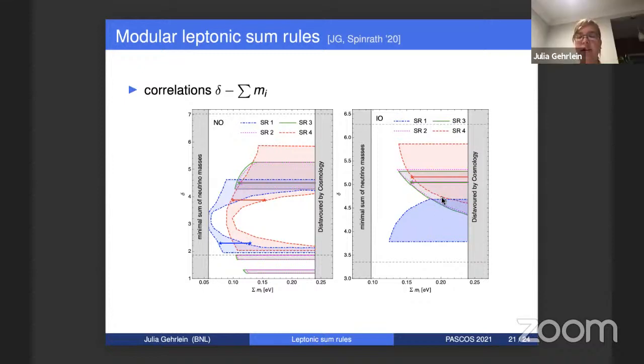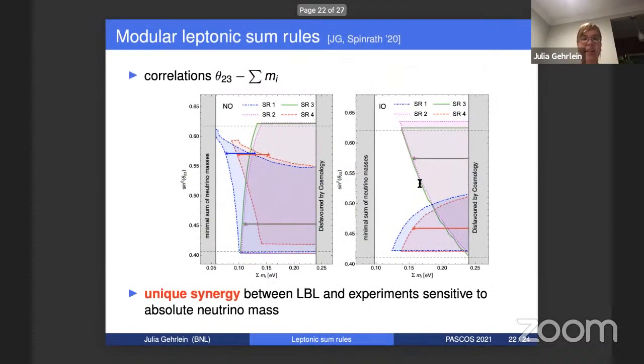For inverted ordering, we see something similar. We see also again that sum rule 2 and 3 have very similar predictions, whereas sum rule 1 in blue and sum rule 4 in red have different predictions. And finally, I show the correlations between theta 2,3 and the sum of the neutrino masses.